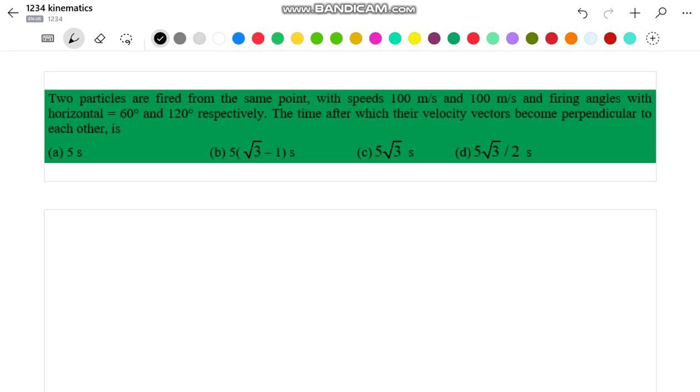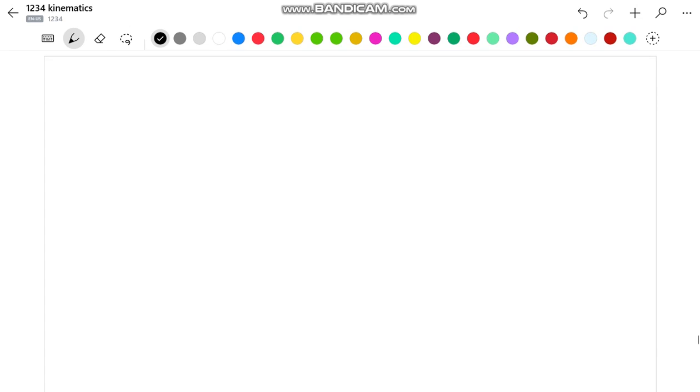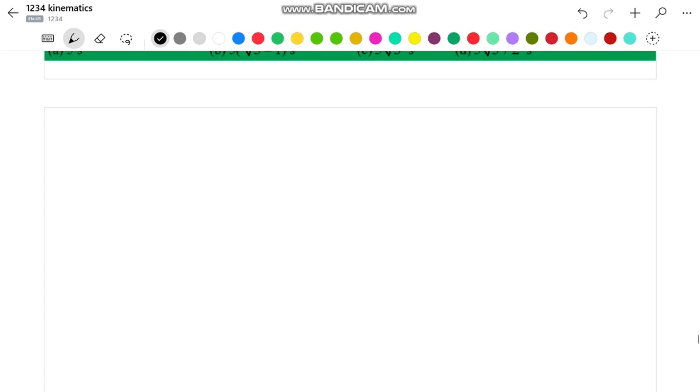We have to find the time after which their velocity vectors become perpendicular to each other. So according to the problem, it is clearly mentioned that both the particles are fired from the same point.